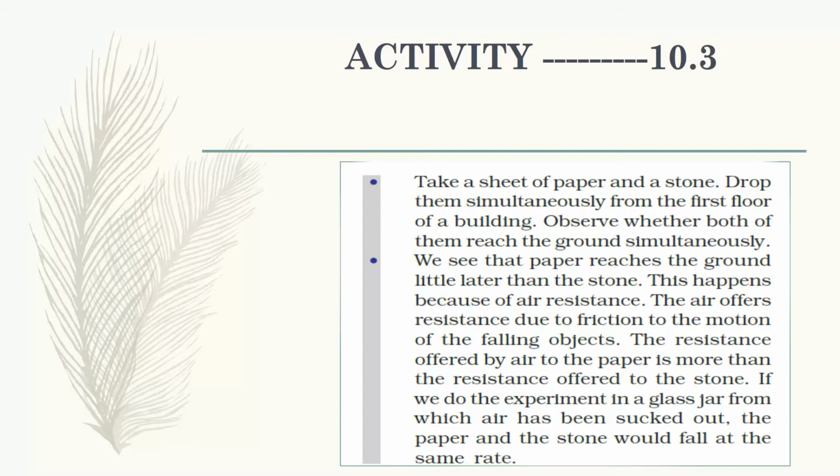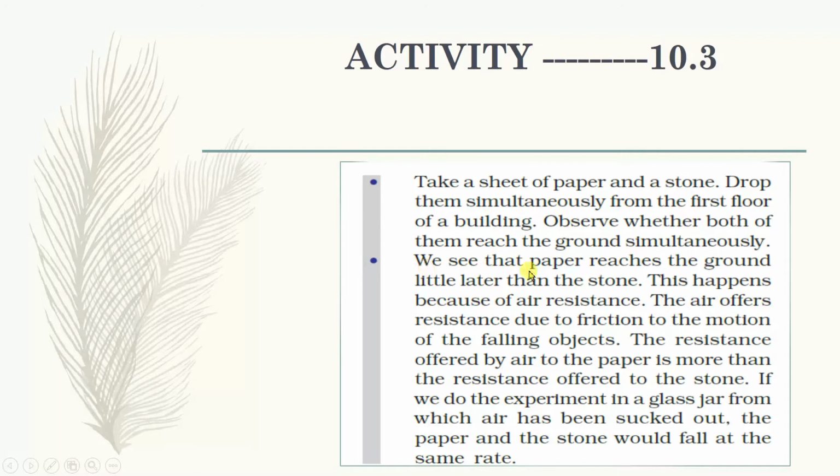Let's perform the activity. Take a sheet of paper and a stone. Obviously, the sheet of paper is lighter than the stone. Drop them simultaneously from the first floor of the building. You can perform it at your places. What will happen? Drop means you will not apply any force. You will just leave them. ऐसे हाथ छोड़ देना है, उनको छोड़ देना, नीचे की तरफ फेंकना है. But you will not apply any force. You will just drop. Observe whether both of them reach the ground simultaneously.